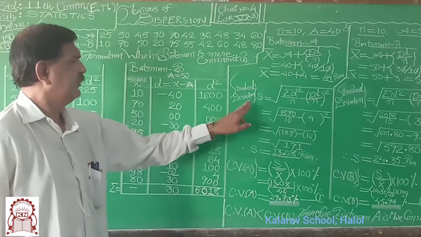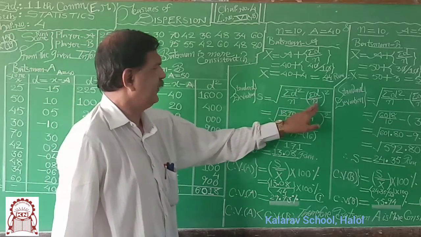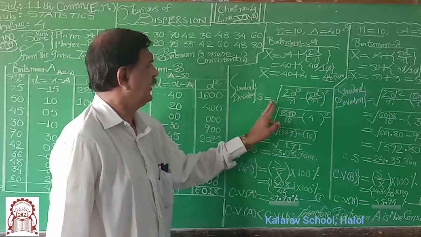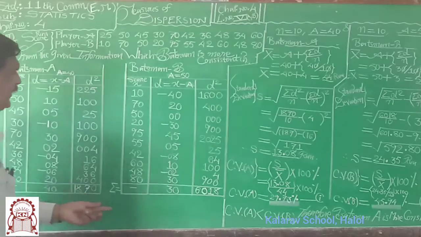Standard deviation sigma is given by root of sigma D square upon N minus sigma D upon N whole square, all under the root, means square root. D square total is 1870.